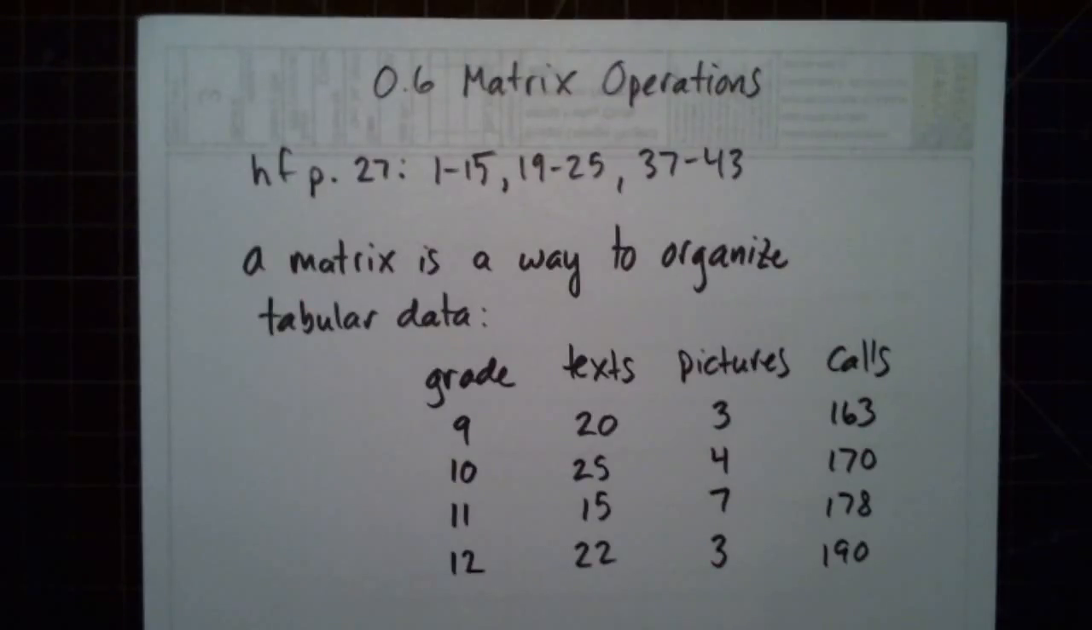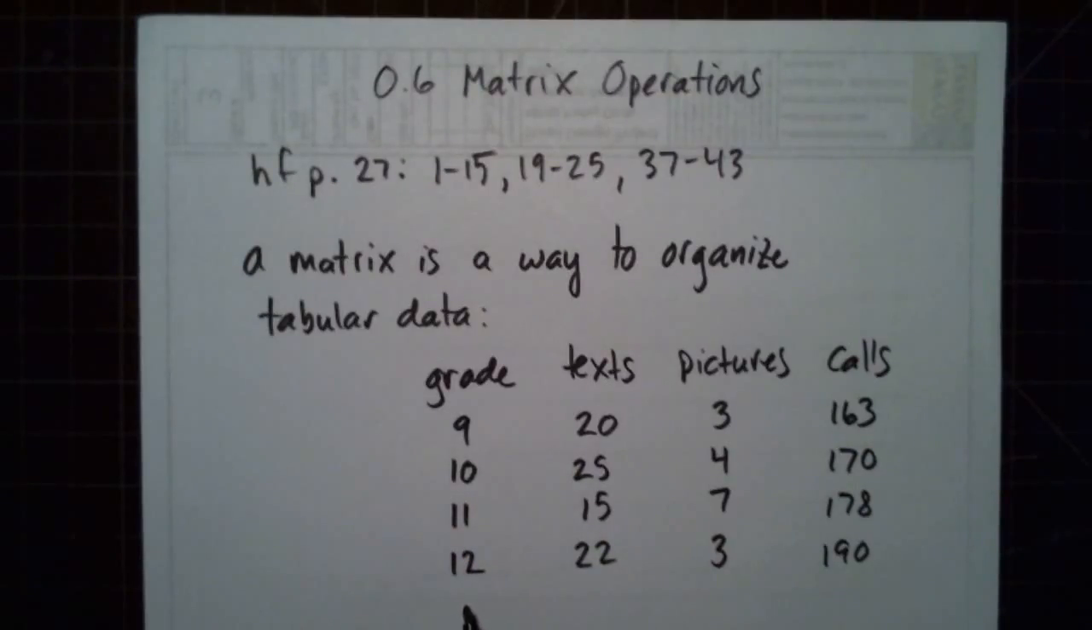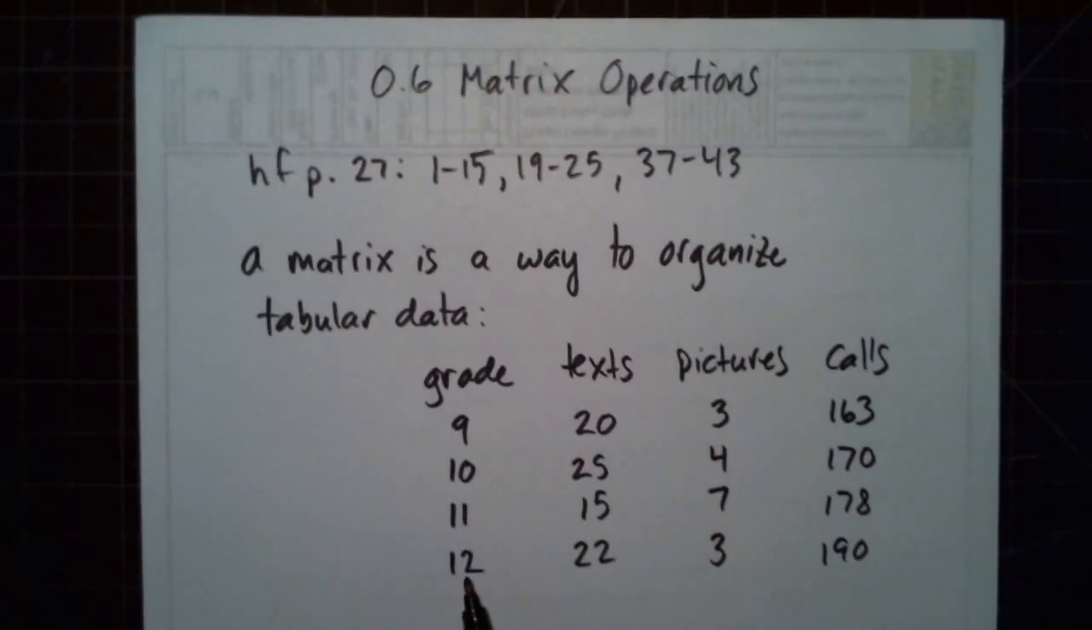In this lesson, we're going to start learning about matrices, and one use of a matrix is to organize data that's in a table. So here's some data. If we had grade levels, maybe in a class of the 9th, 10th, 11th, and 12th grade, we could keep track of how many calls, pictures, or texts they used in a day. So the rows are representing grade, and the columns are each of these.